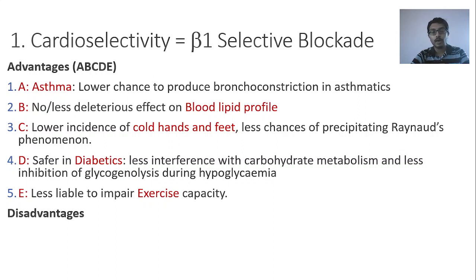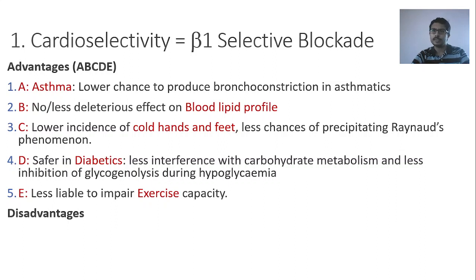But if we are using cardioselective or beta 1 selective beta blockers, this effect is not seen. The beta 2 receptors, which are located on the blood vessels which supply the skeletal muscles, are unaffected by cardioselective beta blockers, and hence these cardioselective beta blockers are less liable to impair exercise capacity. So these are the advantages seen with cardioselective beta blockers.